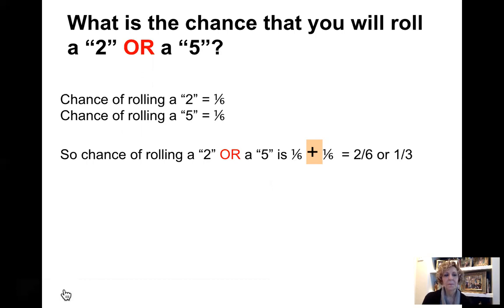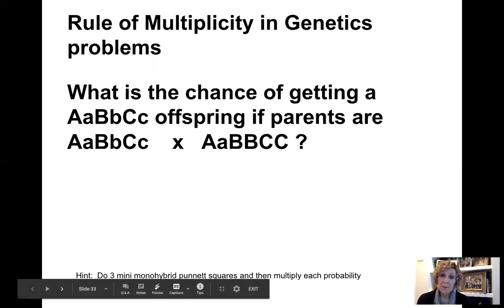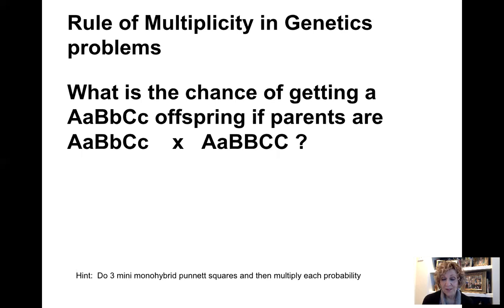So we can use the rule of multiplication in genetics problems, all right? So here is a trihybrid cross, and this would be impossible to do with a Punnett square. So my suggestion is that you do 3 little mini monohybrid Punnett squares and then multiply each probability, right?